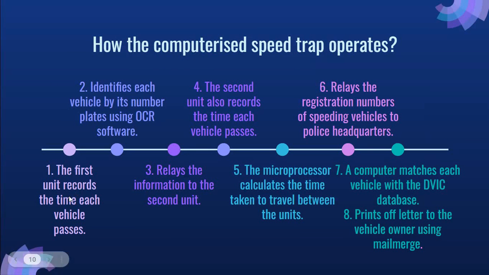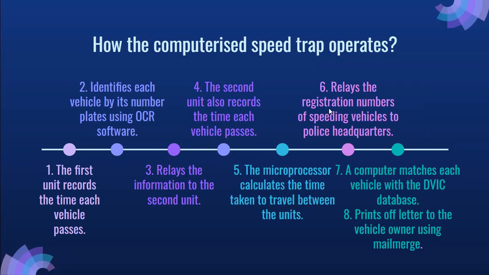First, the first unit records the time each vehicle passes. 2. Identifies each vehicle by its number plates using OCR software. 3. Release the information to the second unit. 4. The second unit also records the time each vehicle passed. 5. The microprocessor calculates the time taken to travel between the units.